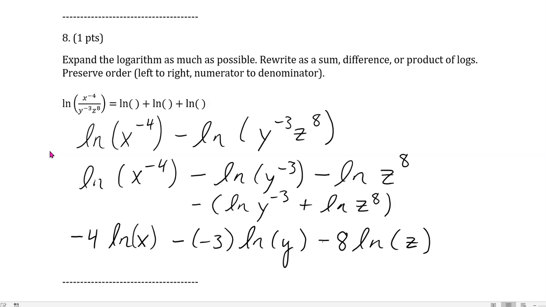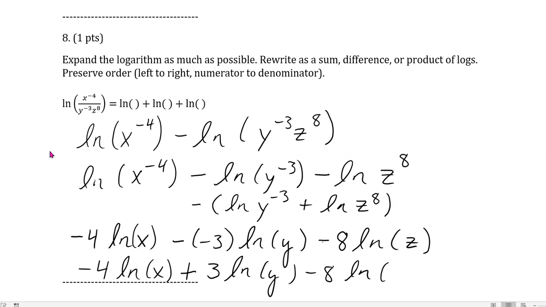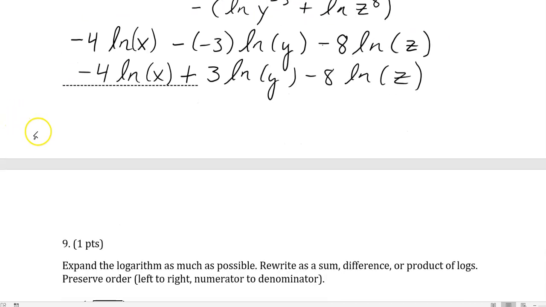Our final result is going to be negative 4 natural log of x minus a negative 3, which gives us plus 3, the natural log of y, minus 8 times the natural log of z. This is the most expanded and simplified form that we have. Let's move on now to problem number 9.